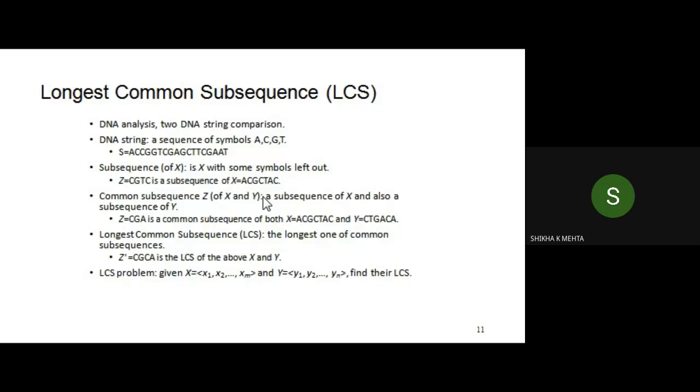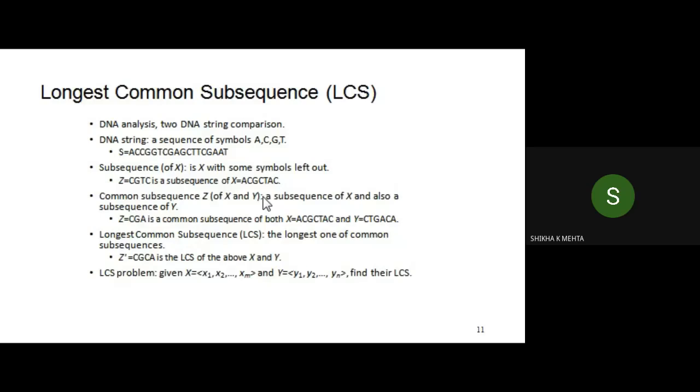When we are given two such sequences, let us say one sequence X and another sequence Y, our goal is to find the longest common subsequence that exists in both sequences, that is X as well as Y. Here you can see that Z equal to CGTC is a subsequence of X, that is ACGC.